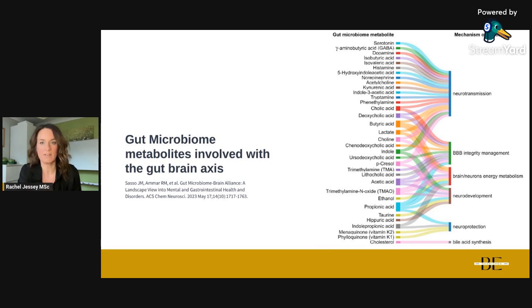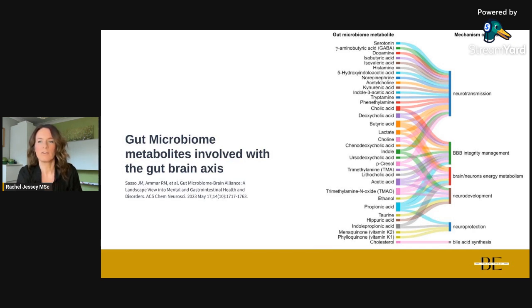So you can see from this particular screenshot that I've got here, on the left-hand side you've got all of the gut microbiome metabolites that are produced, and you might recognize some of these. So serotonin, cholesterol's in there. You've also got lactate and butyric acid. So all of these components are actually produced by some kind of interaction with the gut microbiome. And this infographic shows you how all of these gut microbiome metabolites go on to support neurological function.